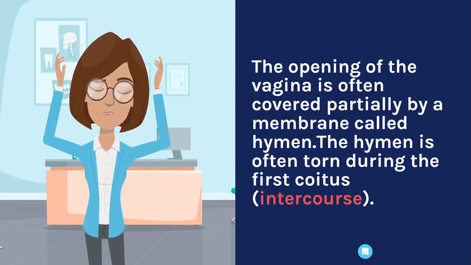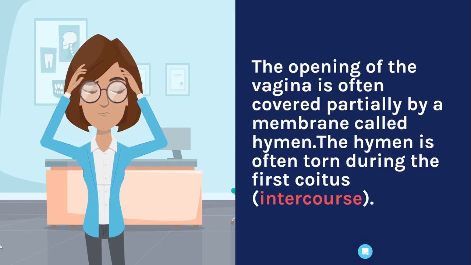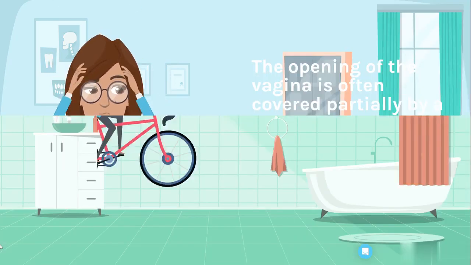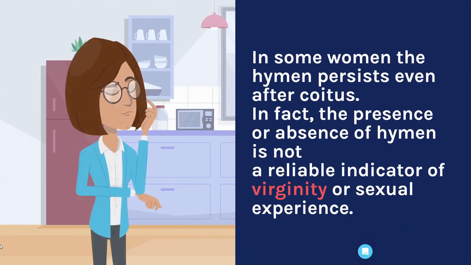The opening of the vagina is often covered partially by a membrane called hymen. The hymen is often torn during the first coitus, intercourse. However, it can also be broken by a sudden fall or jolt, insertion of a vaginal tampon, active participation in some sports like horseback riding, cycling, etc. In some women the hymen persists even after coitus. In fact, the presence or absence of hymen is not a reliable indicator of virginity or sexual experience.